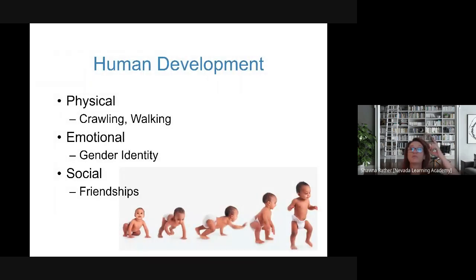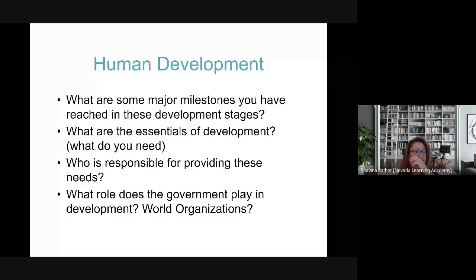Okay. So we know simple human development, right? You go from crawling to walking. Emotional development, talking about gender identity. Social development, the friendships that you make. You with me so far? I mean, those are simple, I think. So when we're talking about different milestones and what you reach, who is responsible, and what role does the government play in development? Well, you have to crawl before you can walk. So maybe on a world level, countrywide level, you need to educate before you can spring forward, right?